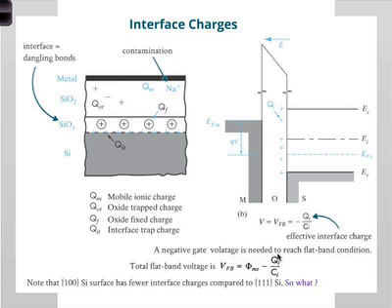So what does this mean? This means that the threshold voltage again has to be biased by this amount. You need to have extra voltage to take into account these situations.